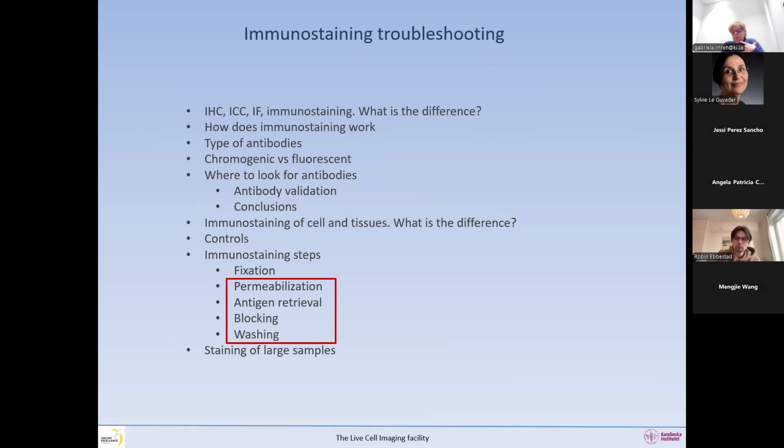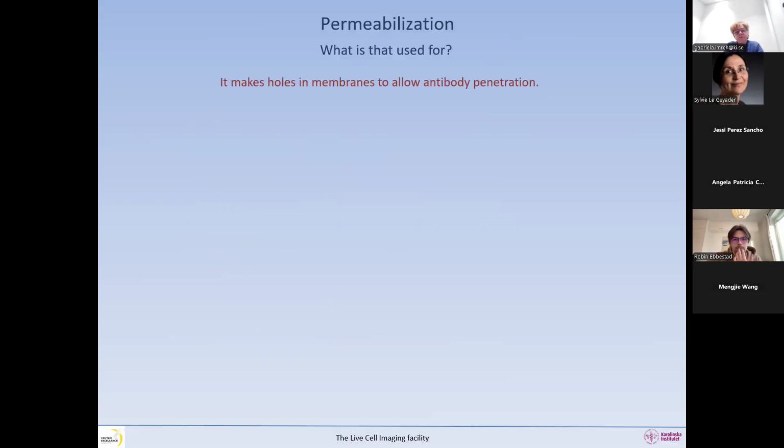Now that we know we have our sample, we cut our sections. We know how many sections we have to cut, because we know how many controls and which controls we have to have in parallel with our sample. It's time to start with the immunostaining. About the fixation, we talked in our previous lecture about the requirements for the fixative, and our sample was in one way or the other past that first step of fixation.